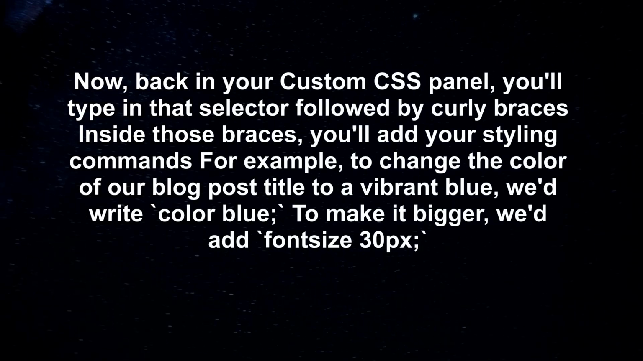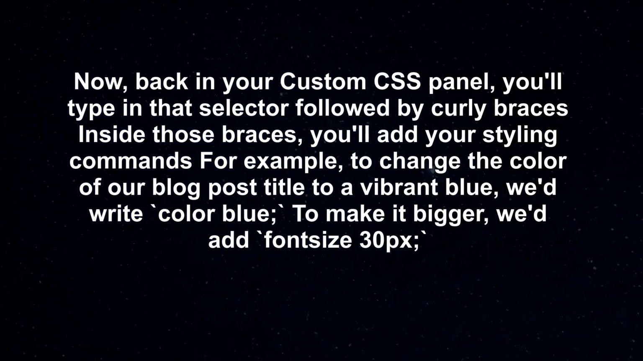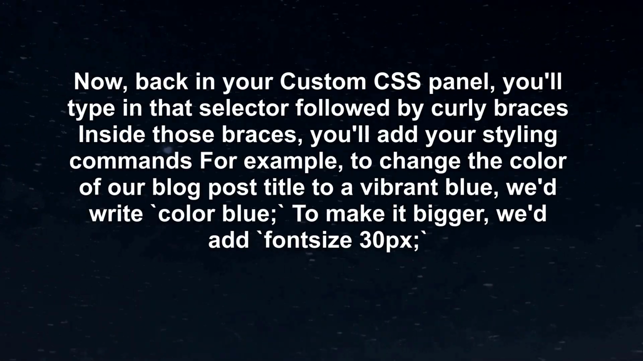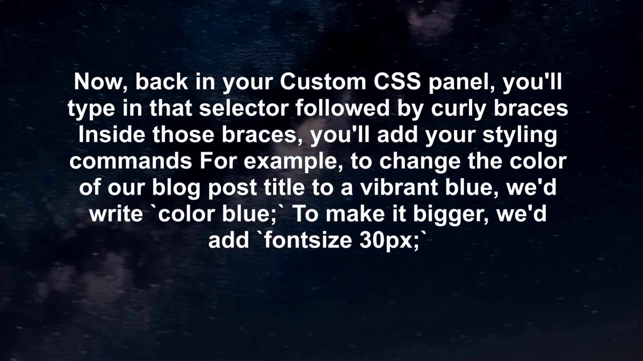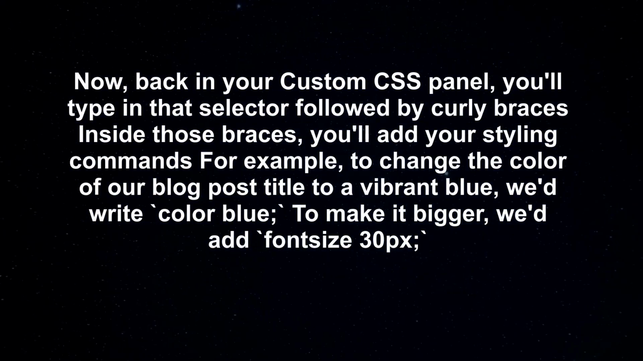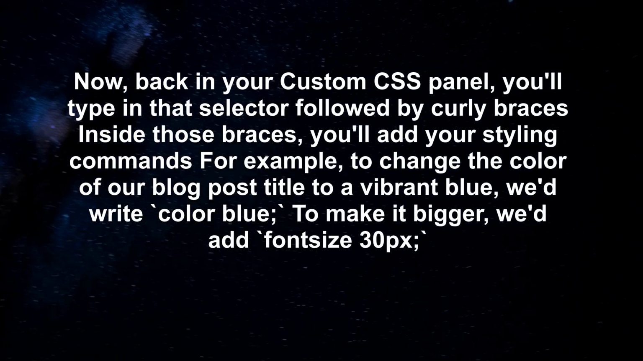Now, back in your custom CSS panel, you'll type in that selector followed by curly braces. Inside those braces, you'll add your styling commands. For example, to change the color of our blog post title to a vibrant blue, we'd write color: blue. To make it bigger, we'd add font-size: 30px.